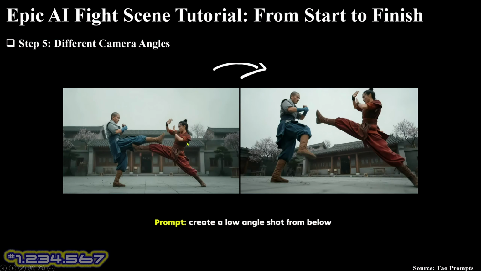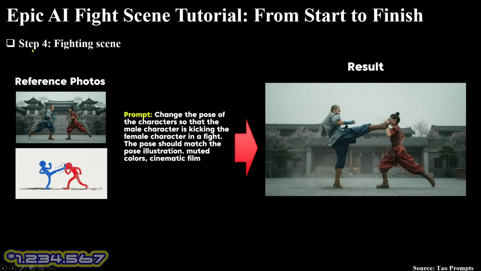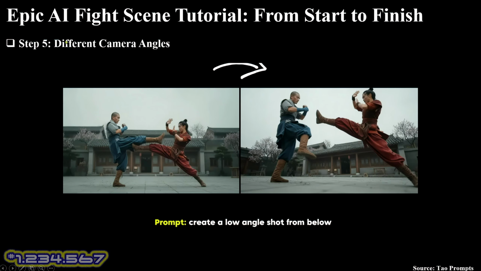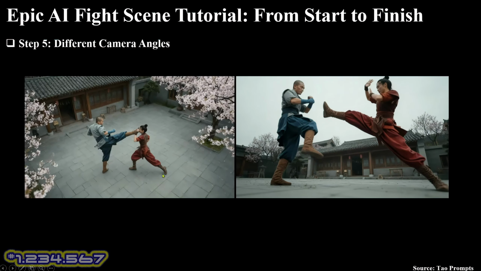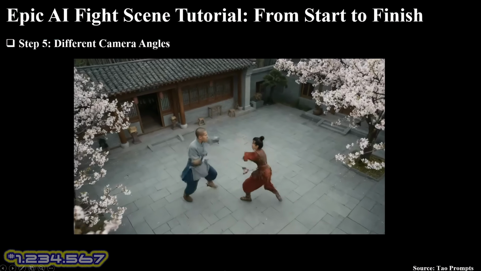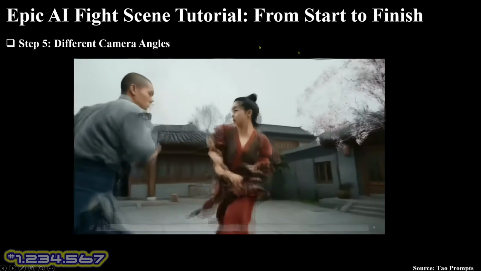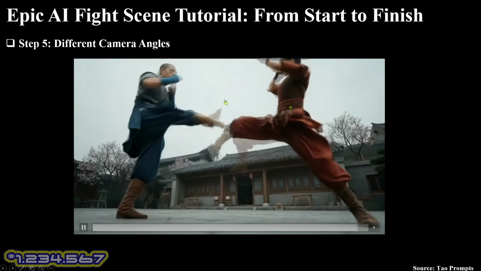From that you can also go to step 5, where you change the camera angles. You go from this angle to a lower angle by creating a low angle shot from below, as you can see from here. And then you can also have the high angle or the low angle, same thing. And then from that you can basically generate a super good video over here.